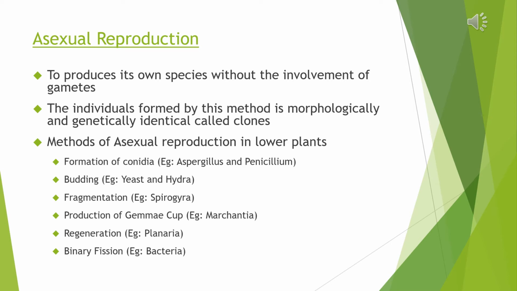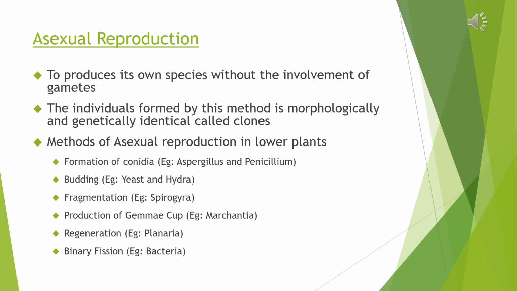Asexual reproduction occurs without the involvement of gametes. That is, there is no fusion of sperm and egg. Mostly, all the individuals produced by asexual reproduction are morphologically and genetically identical. They are called clones. In 10th standard, you all studied about clones. What is meant by a clone? A clone is an exact carbon copy of a single parent.